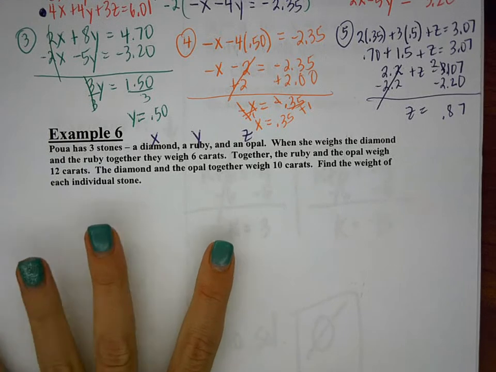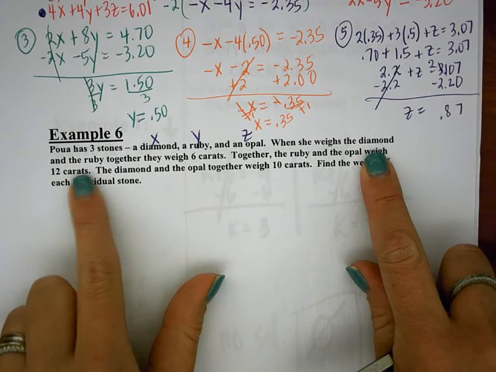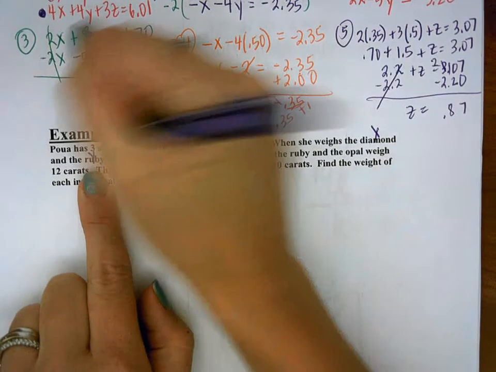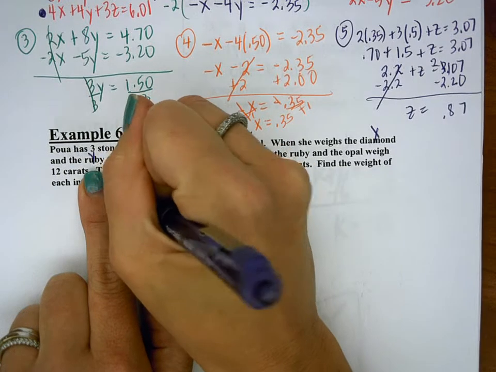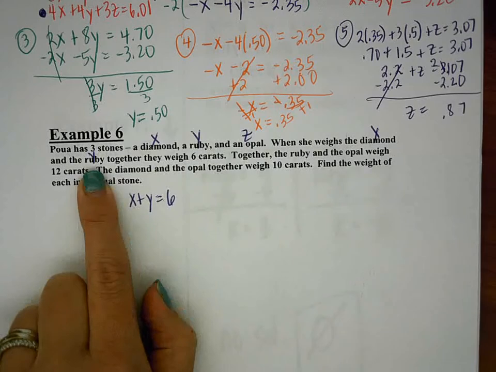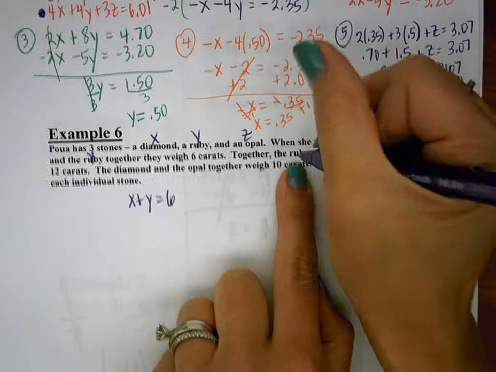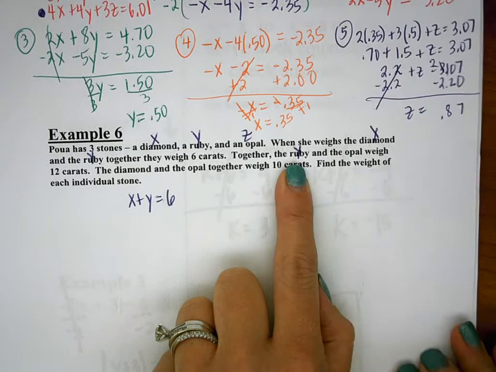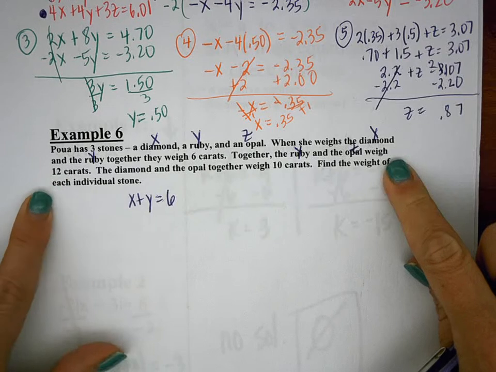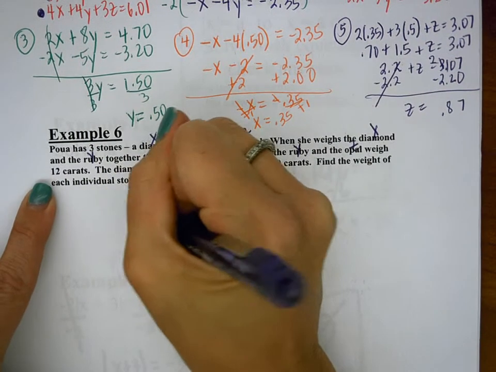So your first equation, if I look through here, it says the diamond and a ruby together weigh 6 carats. So we said diamond is X and ruby is Y. So you should have written X plus Y equals 6. So far so good? Okay, next equation, it says together the ruby, we said ruby is Y, and the opal, which is Z, weigh 12 carats. So I'm going to write that as Y plus Z equals 12.